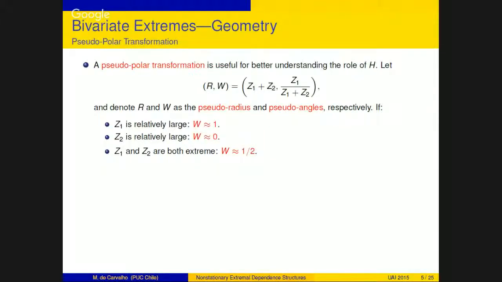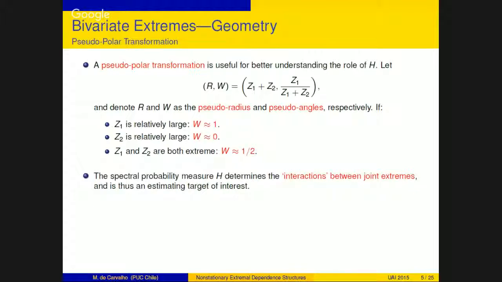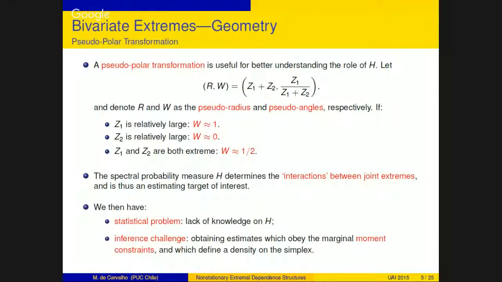Okay, so now we understood that H determines the interaction or the level of association between the extremes of the two random variables, and this is one of the estimating targets of interest. Of course, the statistical problem starts with our lack of knowledge on H. The inference challenge is on obtaining estimates which obey the marginal moment constraints, the fact that it would need to have mean 1/2, and it needs to be a density on the simplex. In the d-dimensional setting, H would simply be a measure on the unit simplex, and there would be an analogous moment constraint, but with 1 divided by d. There would actually be d constraints.